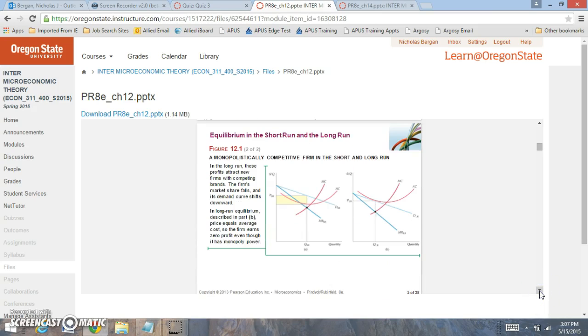Now, in the long run, these firms are only going to break even or earn what's called normal profit, which means they're going to only earn what they expect to earn.